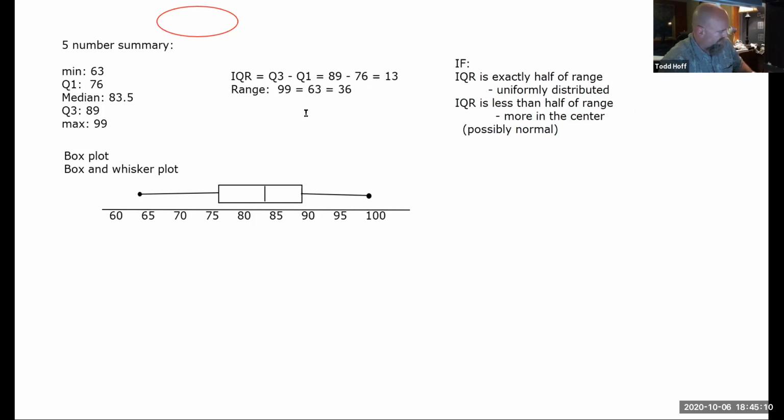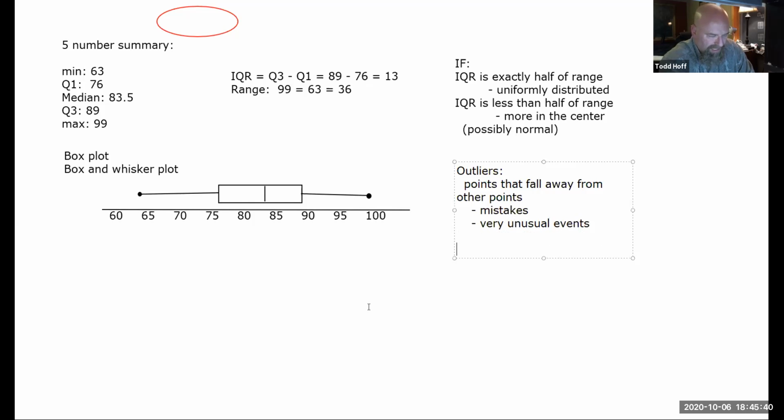Now we need to talk a little bit about outliers. Outliers are points that fall away from other points. They could either be mistakes, maybe an error in measurement or whatever, or very unusual events, occurrences. In either case, we identify them as being questionable, and then we have to decide whether we include them in the analysis or not. The box plot is one tool that we use for identifying outliers.